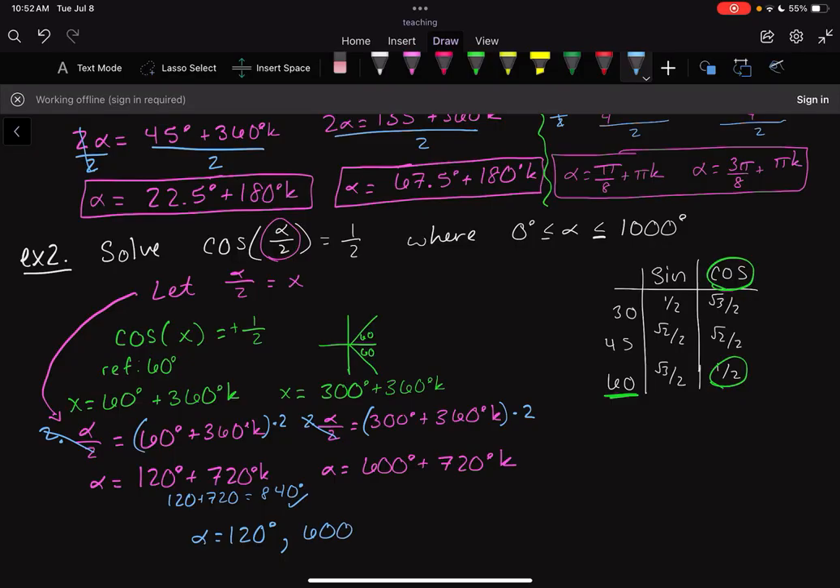600 was in the interval. 840 is in the interval. And then I also should check, what if I do 600 plus 720? Does that give me something in the interval? In this case, it does not, because 600 plus 720 would be 1,320, and that's too big, so that's not going to be included in the final answer.